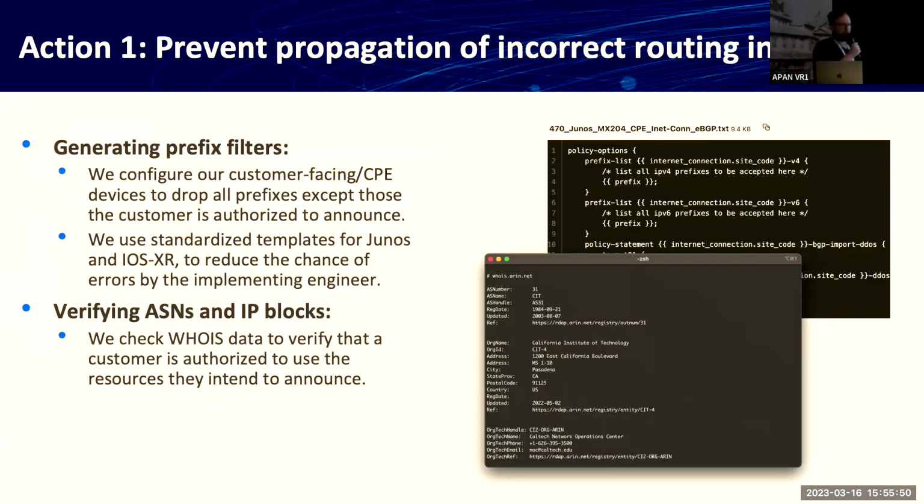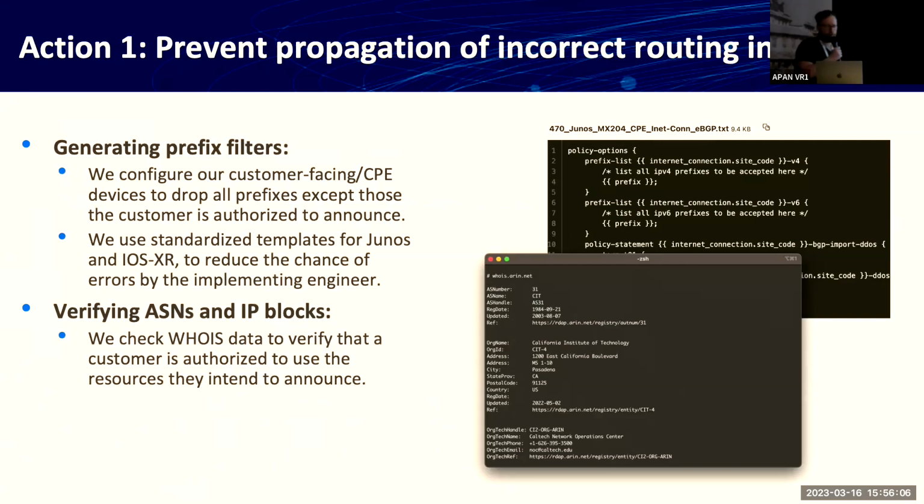So I'm just going to go action by action. There are the four actions for network operators, and I'll explain how we accomplish these and what tools we use to verify these.